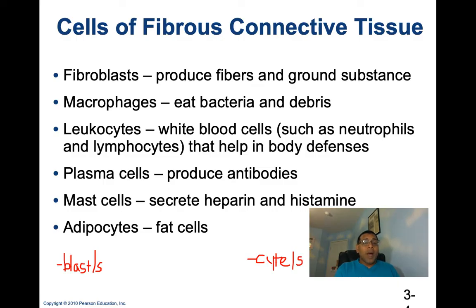Next, then, white blood cells, our leukocytes: our neutrophils, eosinophils, and lymphocytes. These cells are going to be concerned with tissue response to injury.